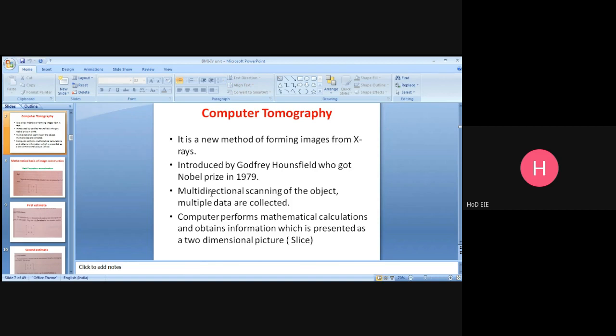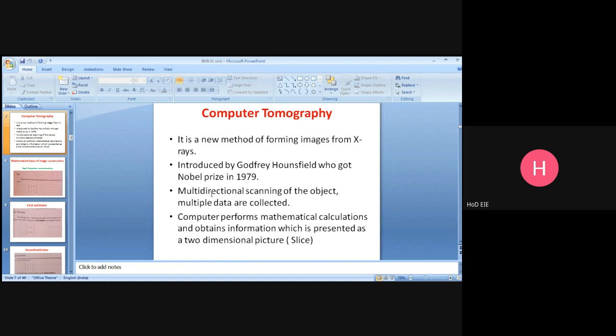It is a new method of forming images from X-rays. It was introduced by Godfrey Hounsfield. He's a British physicist. He got a Nobel Prize in the year 1979 for this invention.